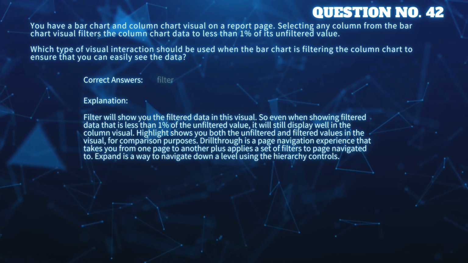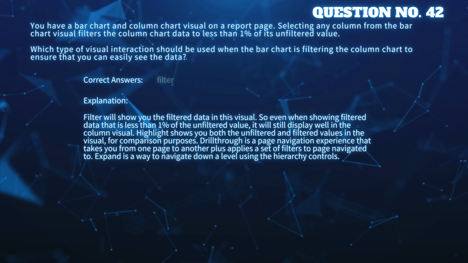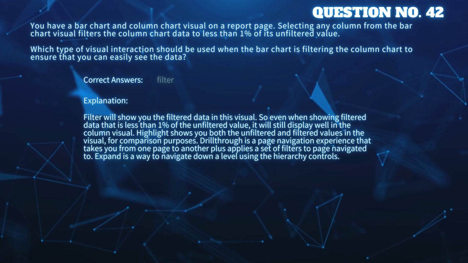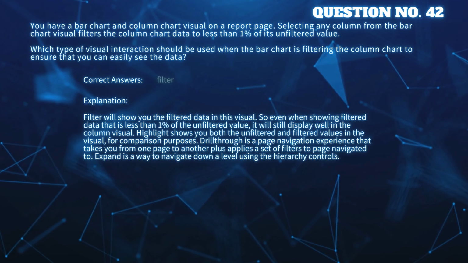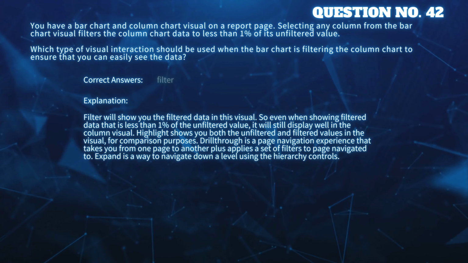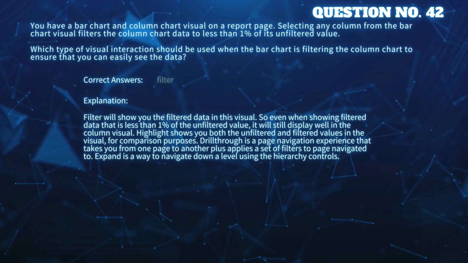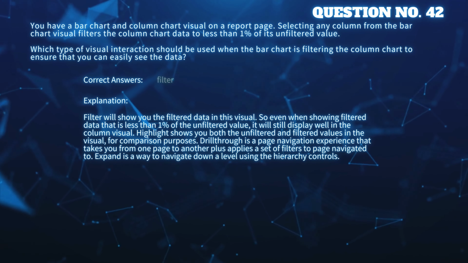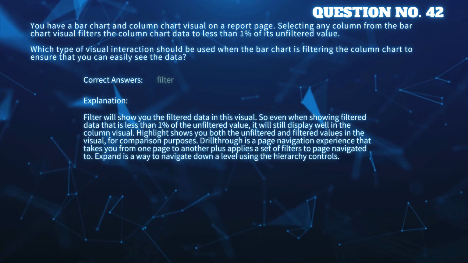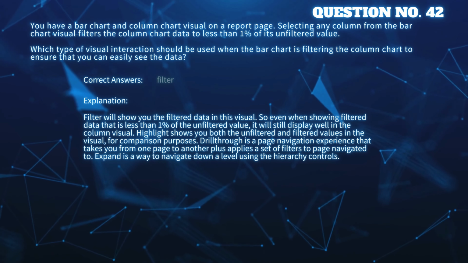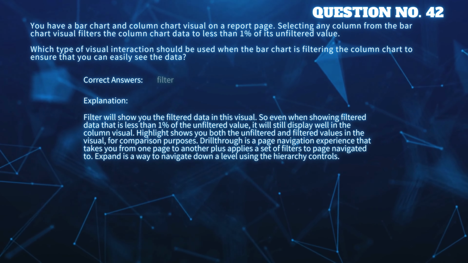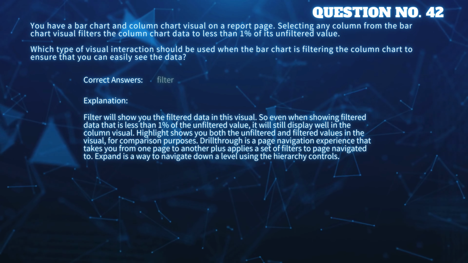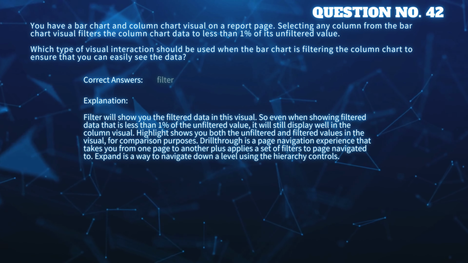Correct answer: filter. Explanation: filter will show you the filtered data in this visual. So even when showing filtered data that is less than 1% of the unfiltered value, it will still display well in the column visual. Highlight shows you both the unfiltered and filtered values in the visual, for comparison purposes. Drill through is a page navigation experience that takes you from one page to another plus applies a set of filters to the page navigated to. Expand is a way to navigate down a level using the hierarchy controls.